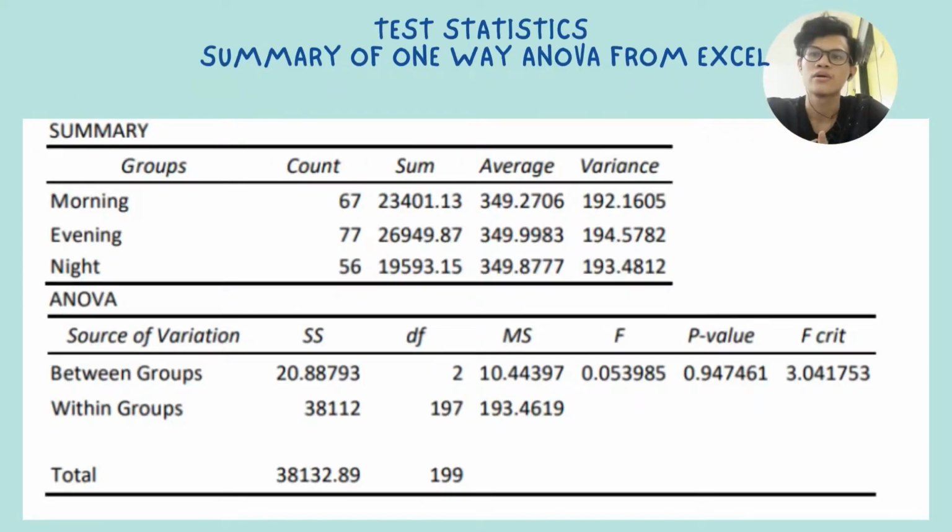Okay, the third step is we need to do the test statistic. The first table is the summary of one-way ANOVA from Excel, and the second table is the ANOVA, and we can get the degrees of freedom, mean square, F value, and p value.